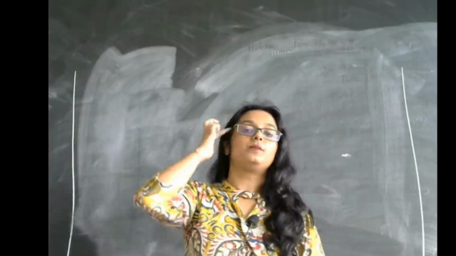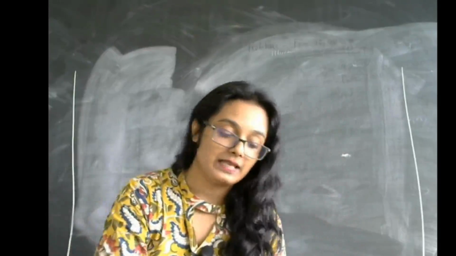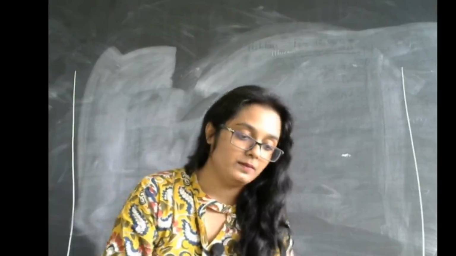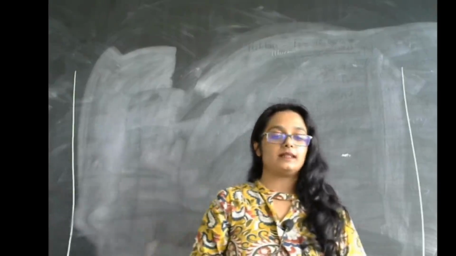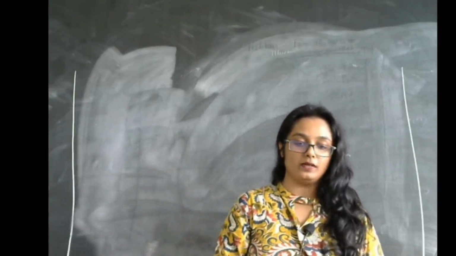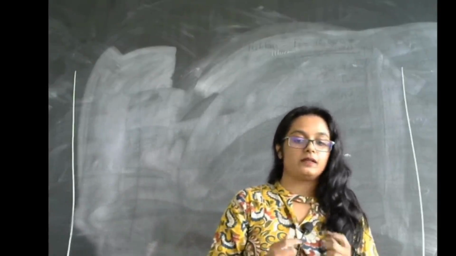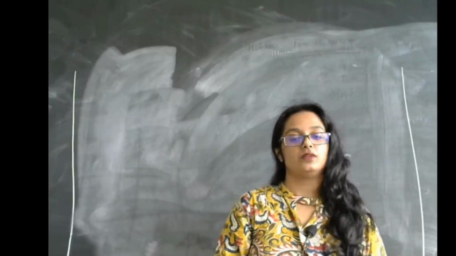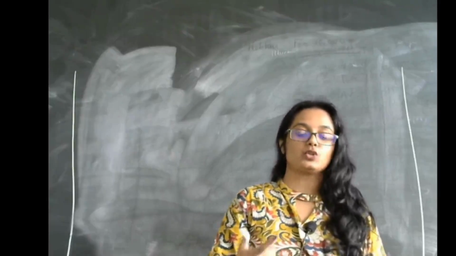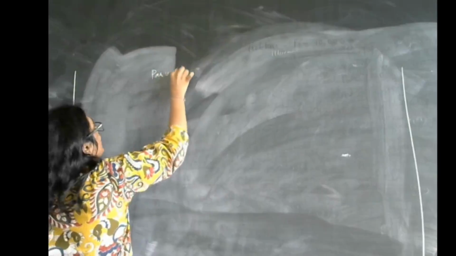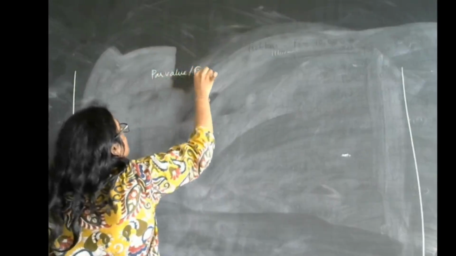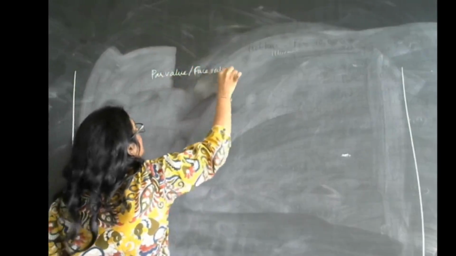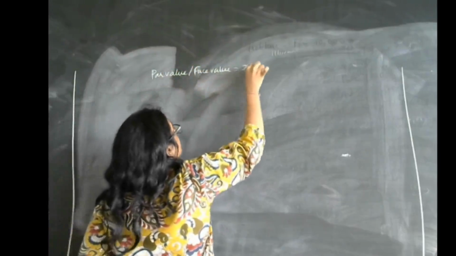Check your classwork problem which I had given you all. In the classwork problem, the first problem states that the issue price of the bond, the par or face value, is rupees 1000. So they have given us the par value or the face value, which is nothing but rupees 1000.